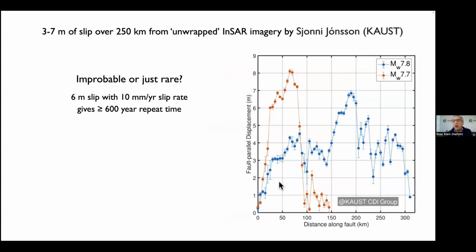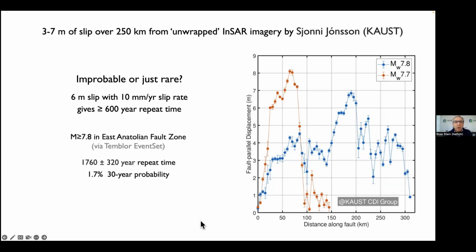And if there are larger earthquakes, and it's a 600-kilometer long fault, so it might even be able to host an 8.1 or 8.2, then even those rare big earthquakes soak up a lot of the slip. So this is probably not the right way to answer the question. But we have another way to answer it, which is Temblor has what's called a stochastic event set. It's 50,000 realizations of next year worldwide, 80 million earthquakes. And when we put a box around the East Anatolian Fault and say, okay, what's the repeat time for magnitude 7.8? We get almost 1,800 years.